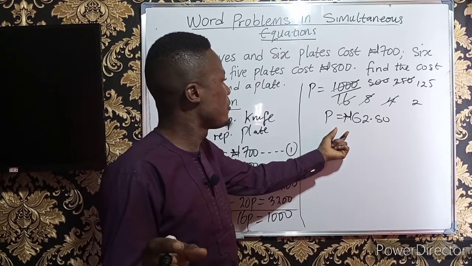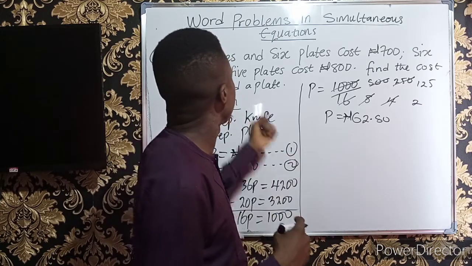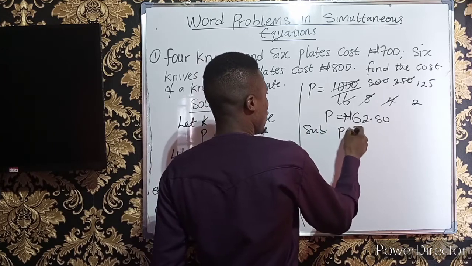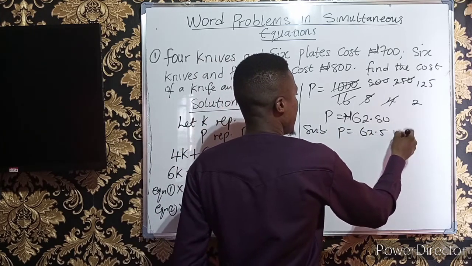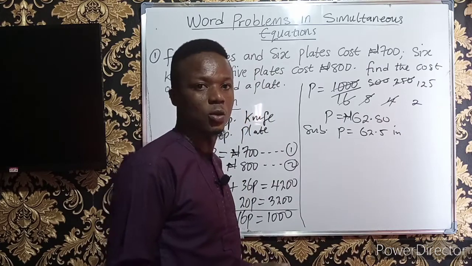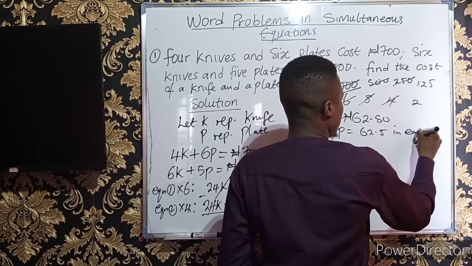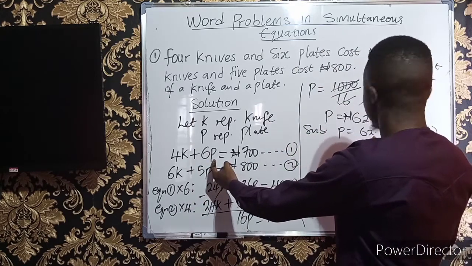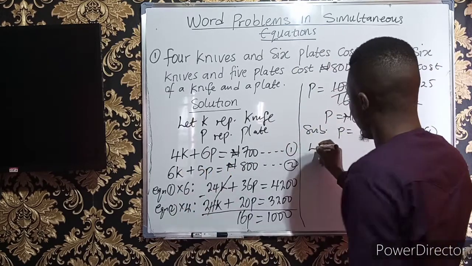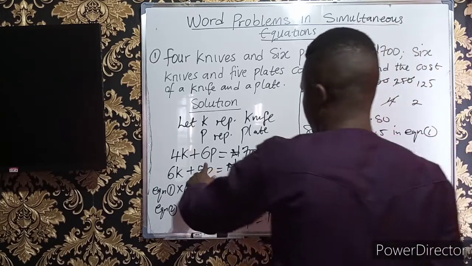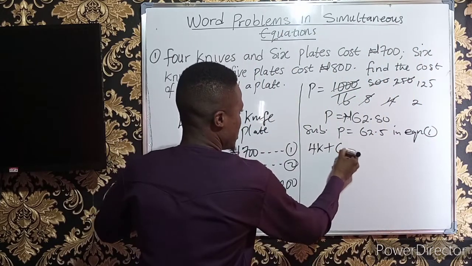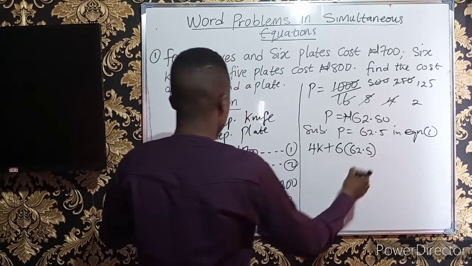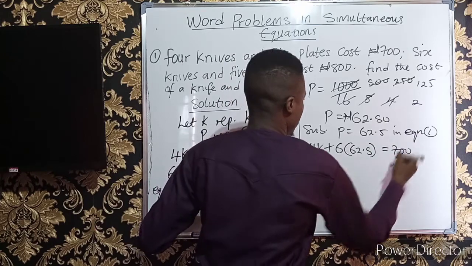Now having got the cost of a plate, let us go on to get the cost of a knife. Substitute P equal to 62.5 in any of the equations. Let us use equation 1. In equation 1, if I see P, I will put 62.5. So I will have 4K plus 6 bracket P, and I will put 62.5 for P, equals 700.